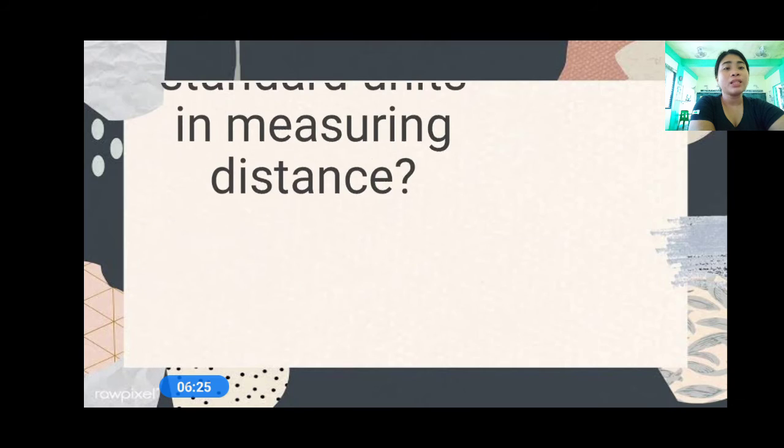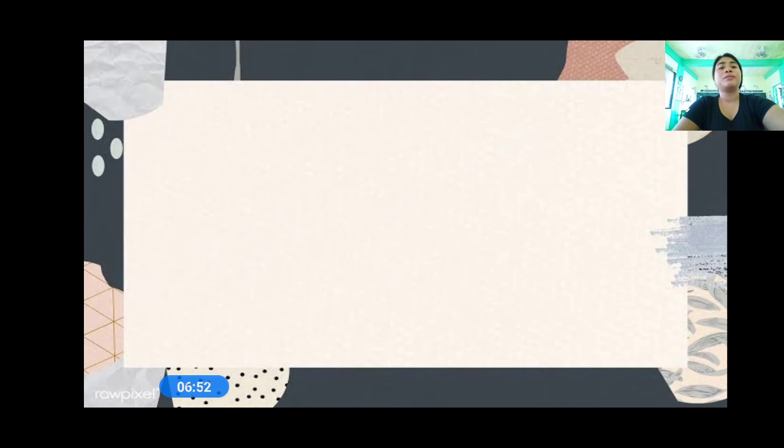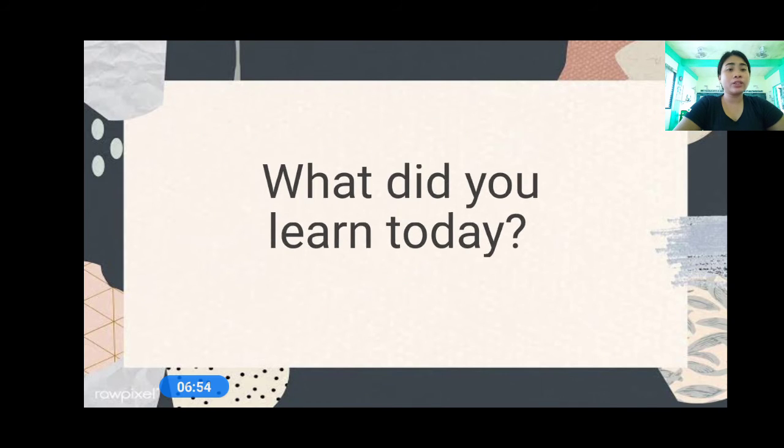Now, I have here a question. What are the standard units in measuring distance? Okay, so the standard units in measuring distance are meter, kilometer, and centimeter. Meter is for distance, kilometer is for very large distances, centimeter is for distances that are smaller than a meter. Okay? Very good.